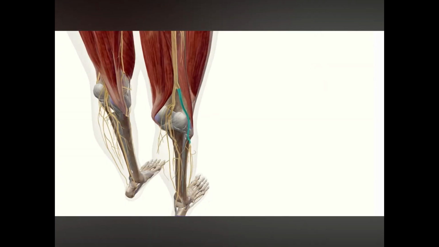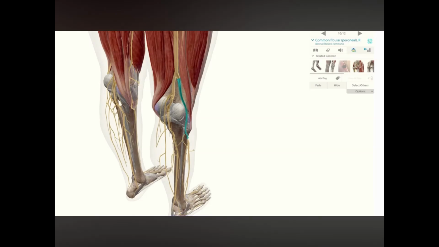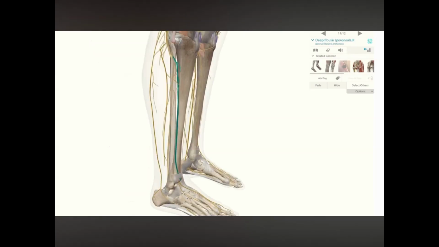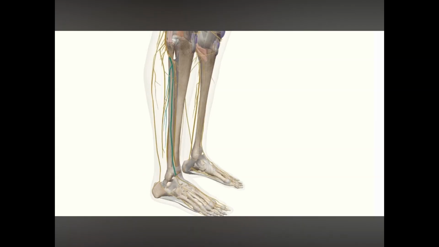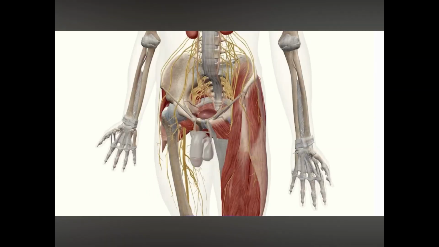The common fibular nerve is going to split into two siblings. The deep fibular nerve, which ventures into the anterior compartment of the leg, and the superficial fibular nerve, exploring the lateral compartment of the leg, both converging on the dorsum of the foot. And there you have it, a journey through the intricate pathways of the lumbar and sacral plexus.